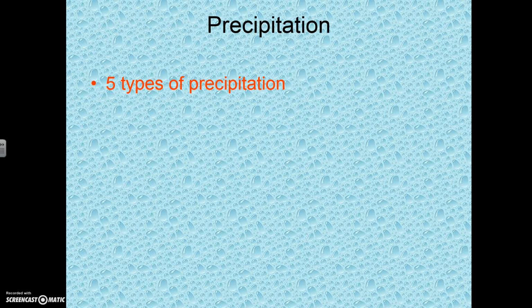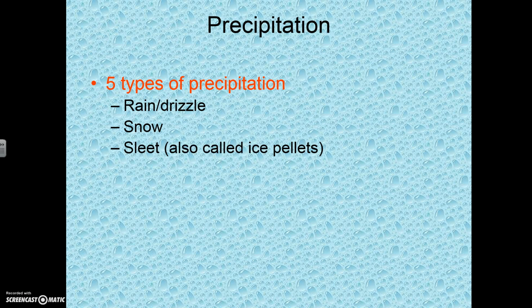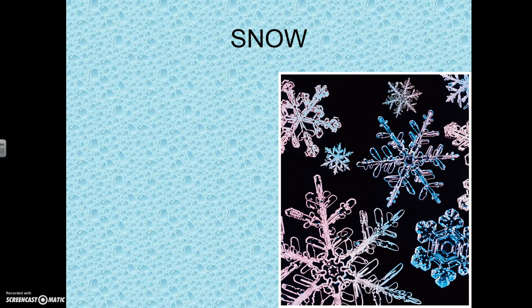Precipitation. There are 5 types of precipitation, so this is why I wanted you to wait on your brochure to fill out that part too, because it's not 4, there's 5. You can have rain, snow, sleet, hail, and also freezing rain. A lot of people like to put this in with sleet. It's not the same thing.